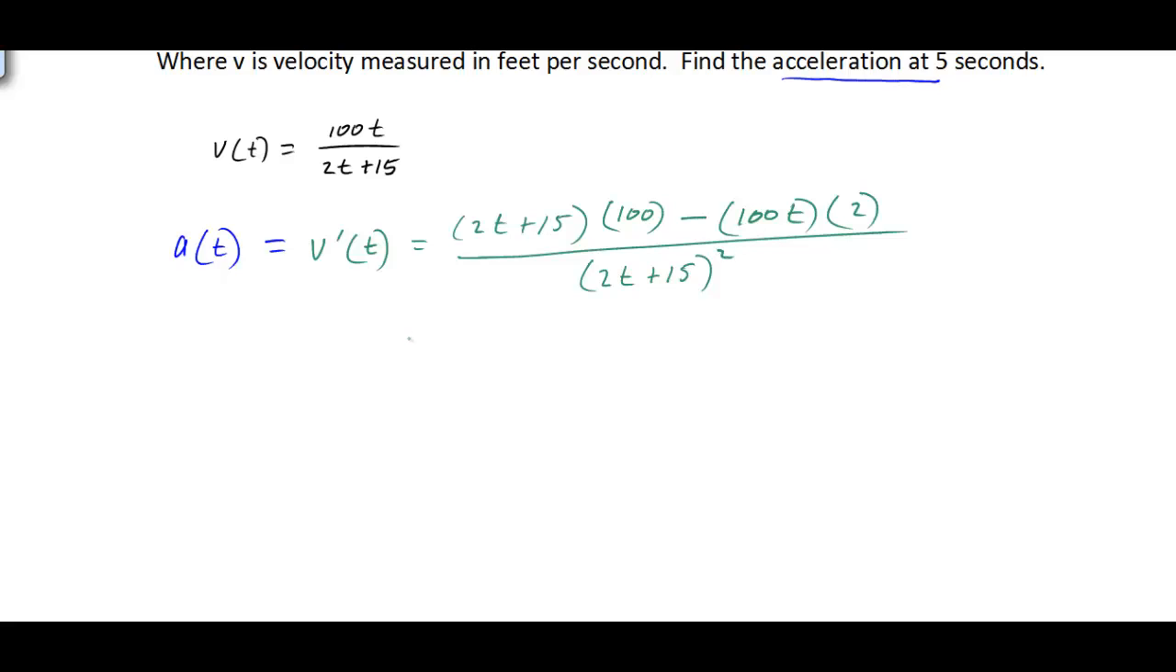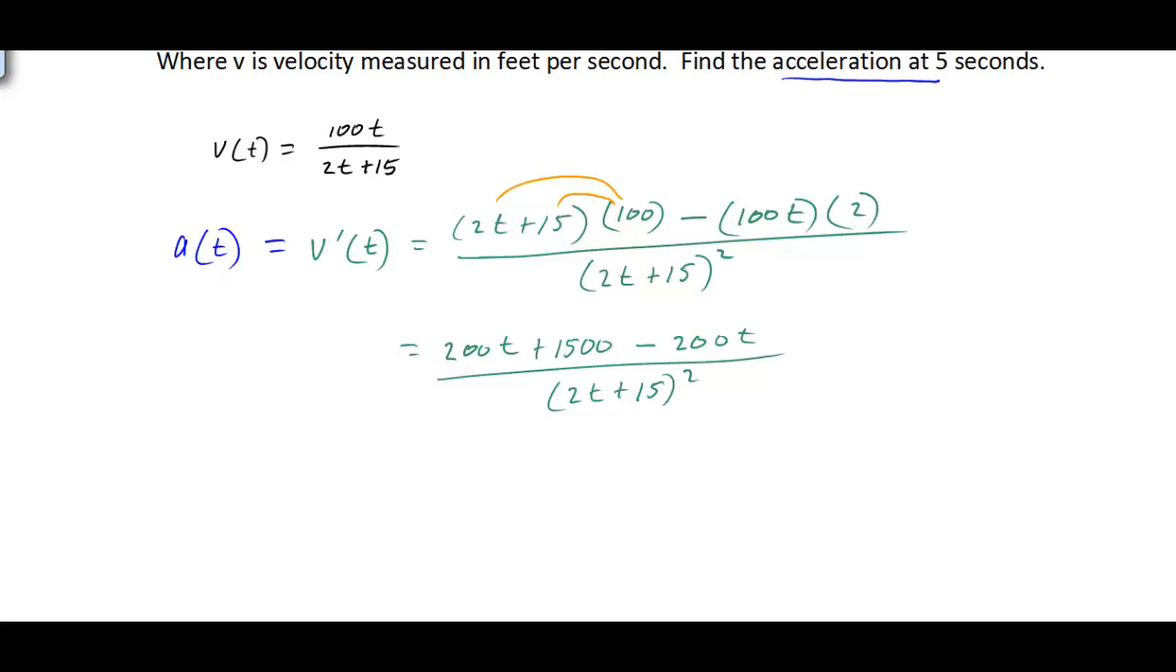Okay, then from here, we can just simplify this. For example, we could distribute the 100, and we end up with 200t plus 1500 minus 200t. And for this example, I'm just going to leave the denominator. I'm not going to worry about squaring the denominator.